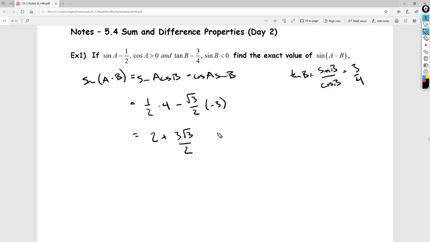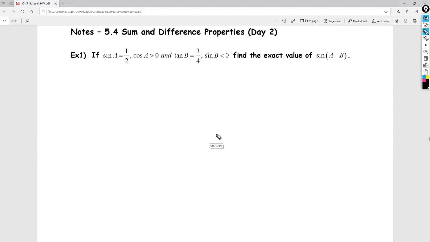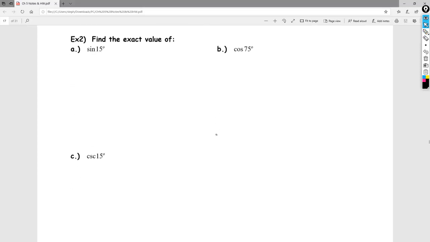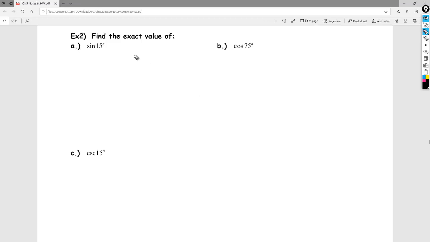Okay, moving on. Next they asked me to find the exact value of these three trig functions. When we are asked to do something that's not specifically on the unit circle, but is a nice number like 15 or 75, I know that I can get to this number using values from the unit circle. What I mean by that is I can rewrite this as sine of 45 minus 30, because I know 45 minus 30 is 15.